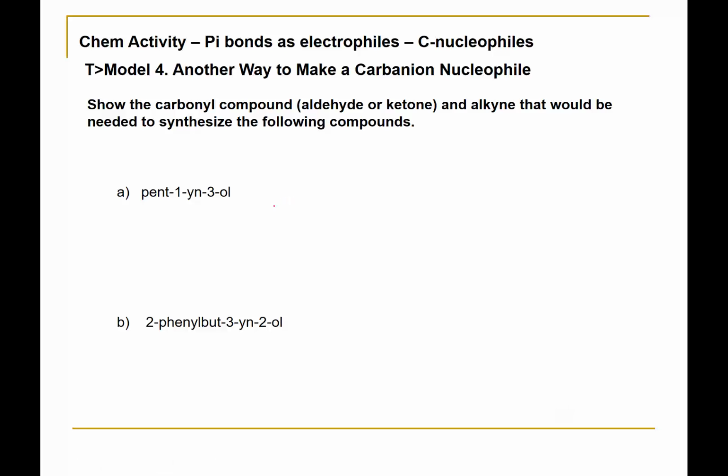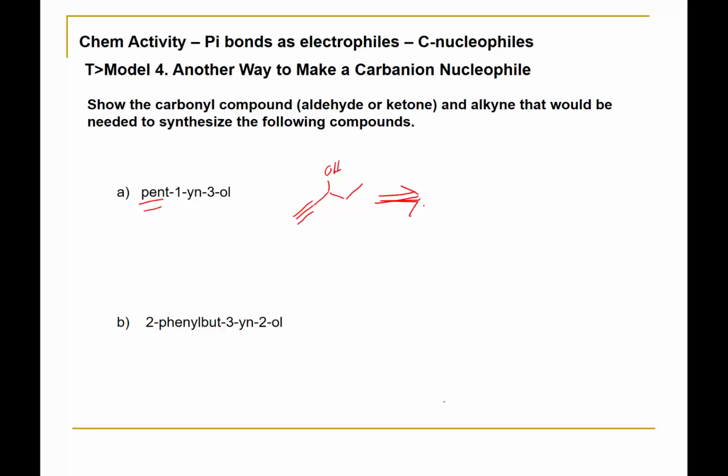So you can see we start off with a 5-carbon chain, and on carbon number 1 we have the triple bond. On carbon number 3 we have an alcohol, and then of course we have carbon 4 and carbon 5. So that's our final product. So in a sense, what we're doing here is something like a retrosynthetic analysis.